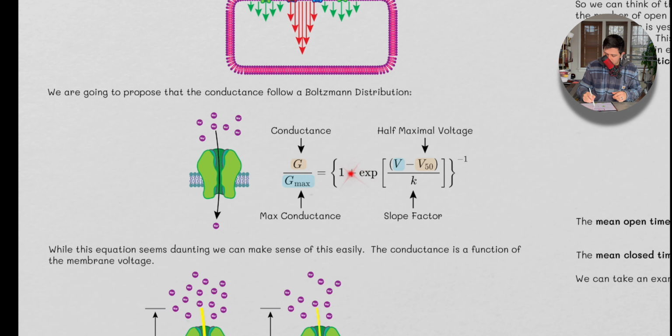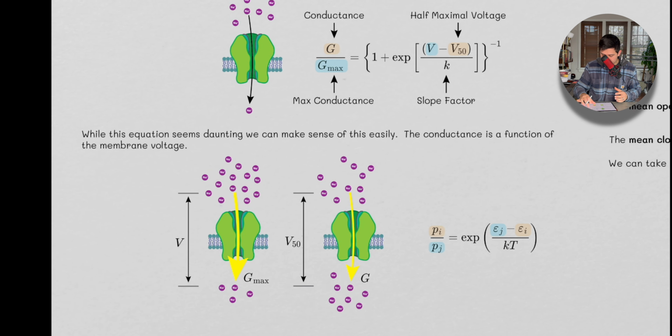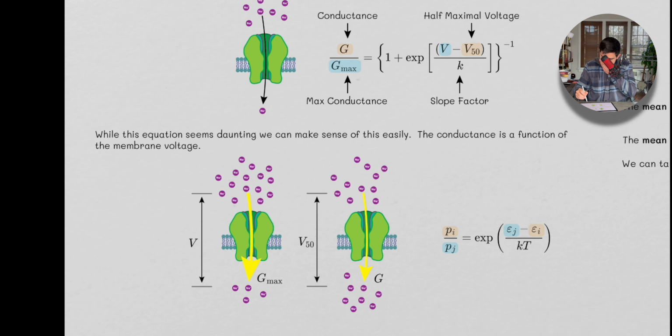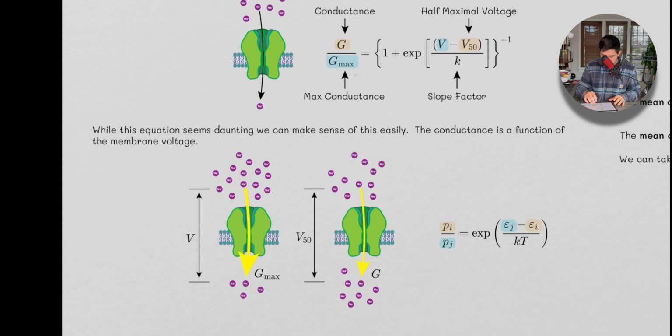Okay, and we have this EXP. This EXP is just e to the power of this. We have this 1 plus that. Why do we have this? Well, let's take a look at why it's in this form. And we have this -1. While the equation seems daunting, we can make sense of this quite easily, actually. The conductance is a function of the membrane voltage, right? So the membrane voltage across this is V. If the difference in the voltage is big, then there's going to be a lot of flow of sodium, very fast flow of sodium through the channel.